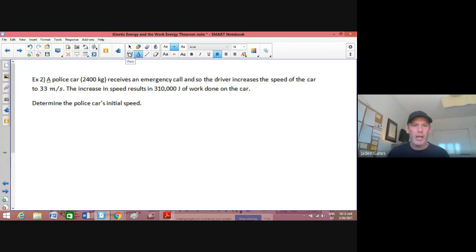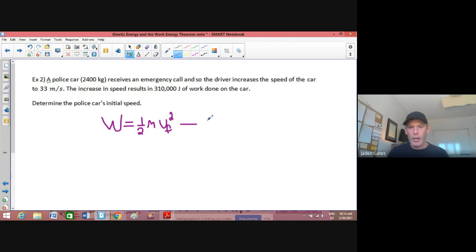All right, so again, I'm going to use my work formula. The amount of work here. Again, we have a change in kinetic energy, so I'm going to look at 1/2. My mass is not changing. We have VF squared. Same thing over here where I have 1/2 MVI squared.